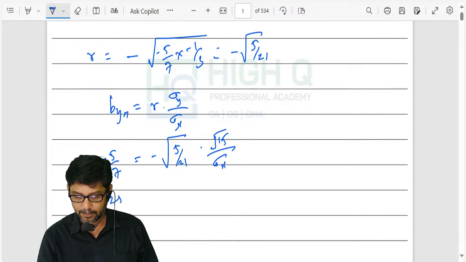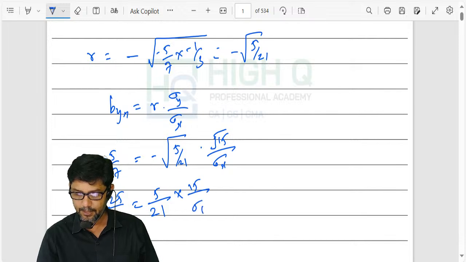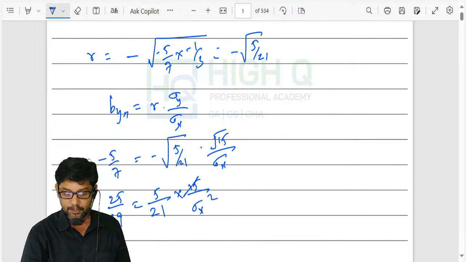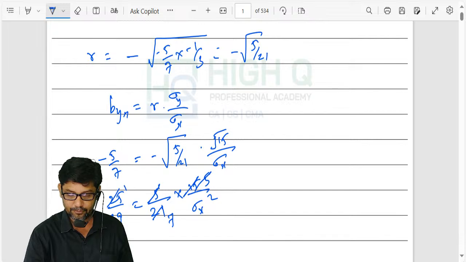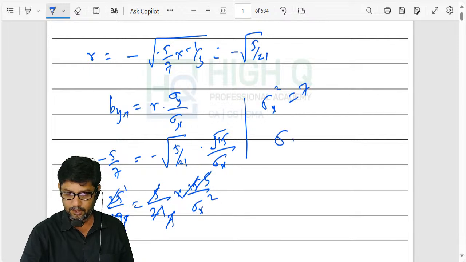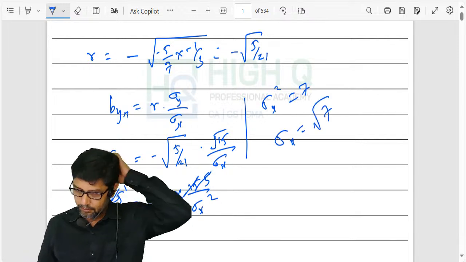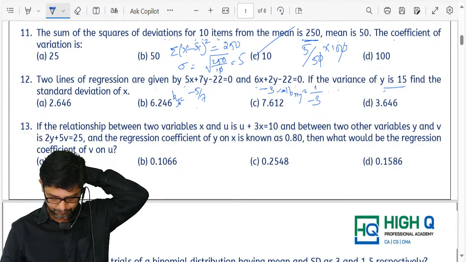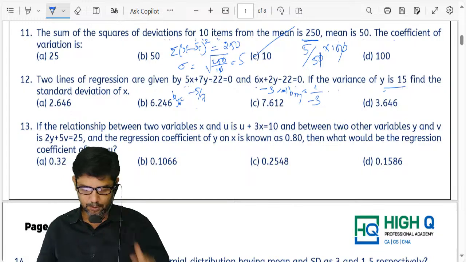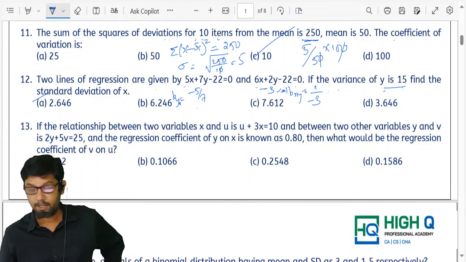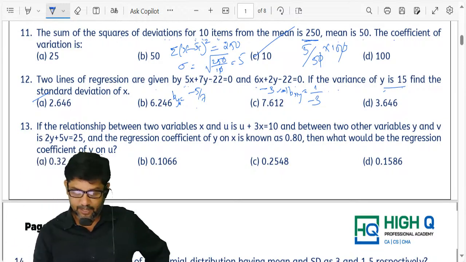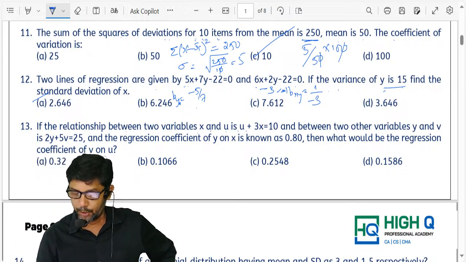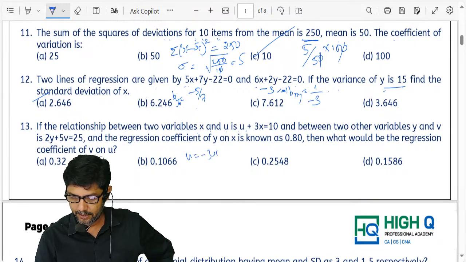Now squaring on both sides. 25 by 49 is equal to 5 by 21 into 15 by sigma x square. Is that clear? Say yes or no. 5 3s are 15, 7 3s are 21, 5 5s are 25, 7 7s are 49. So sigma x square is equal to 7. If they ask you to find out the standard deviation, which is root 7, what is the answer? 2.646.